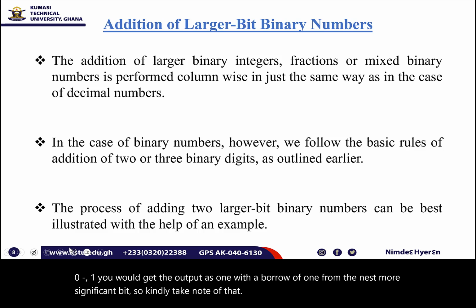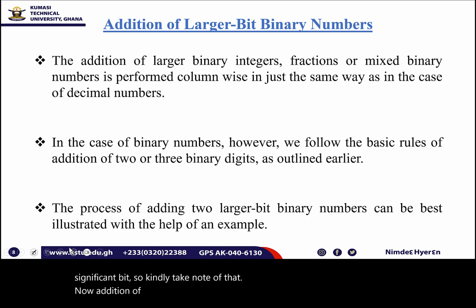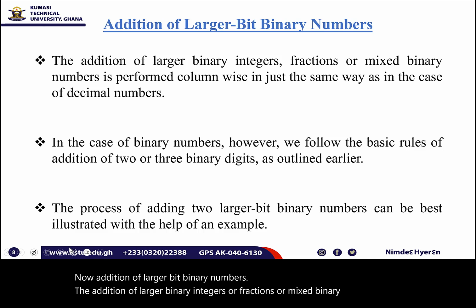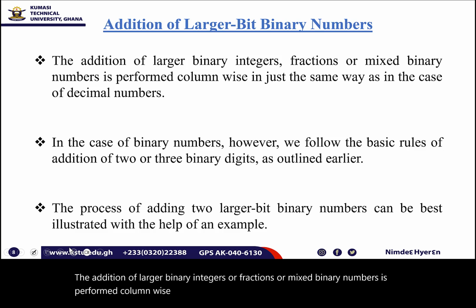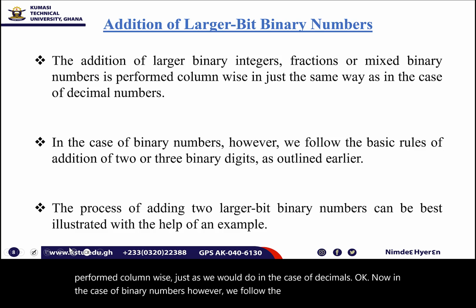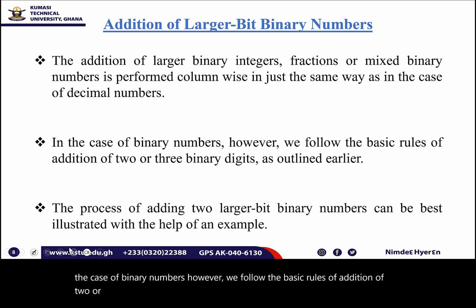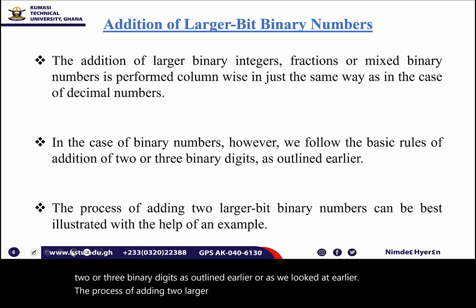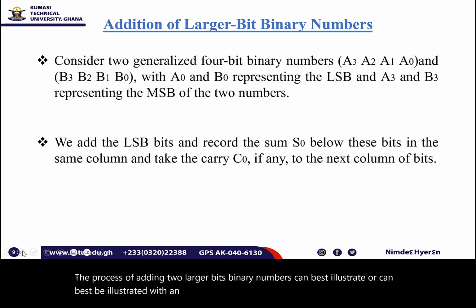Now, addition of larger bit binary numbers. The addition of larger binary integers or fractions or mixed binary numbers is performed column-wise, just as we would do in the case of decimals. In the case of binary numbers, however, we follow the basic rules of addition of 2 or 3 binary digits as we looked at earlier. The process of adding two larger bit binary numbers can best be illustrated with an example, which we are going to look at pretty soon.